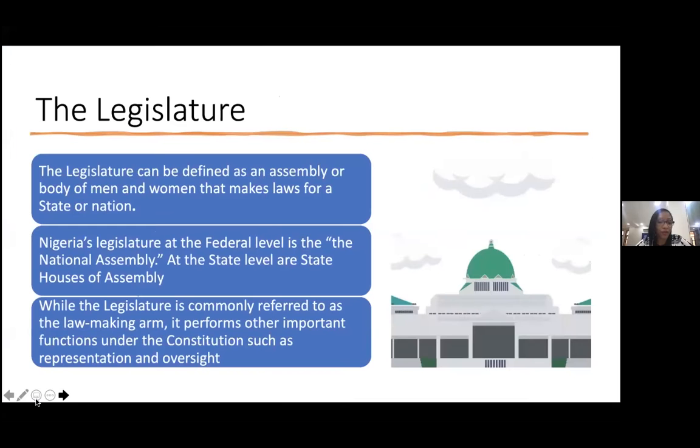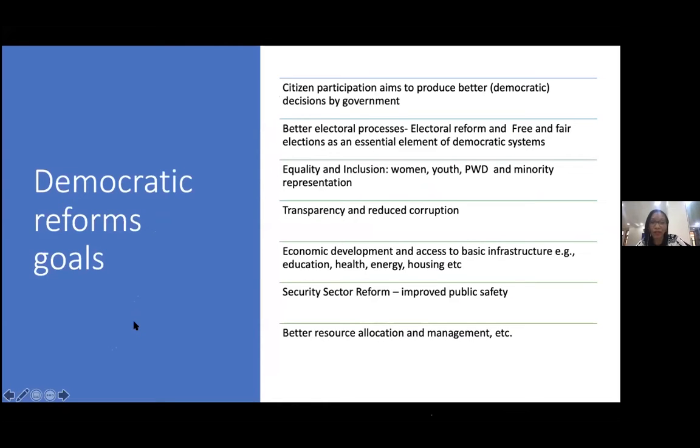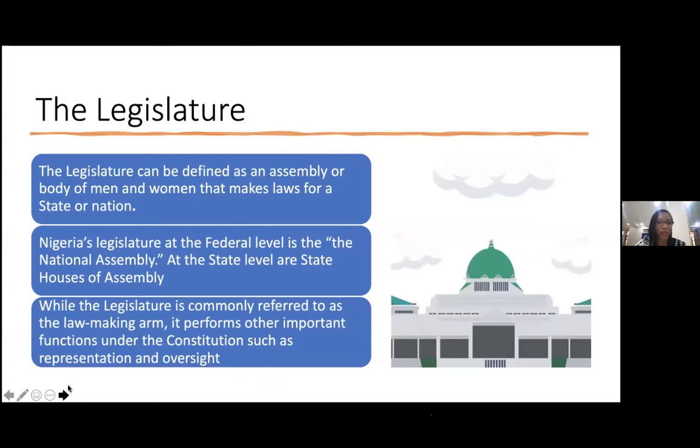Then really, the goals of democratic reforms are different. So it could be to improve the electoral process. It could be to improve equality and inclusion, that's the participation of women, youths, PWDs, and minorities, reduce corruption and improve transparency in governments, promote economic development and access to basic infrastructure, security sector reform, and then the goal could also be for better resource allocation and management by the government.